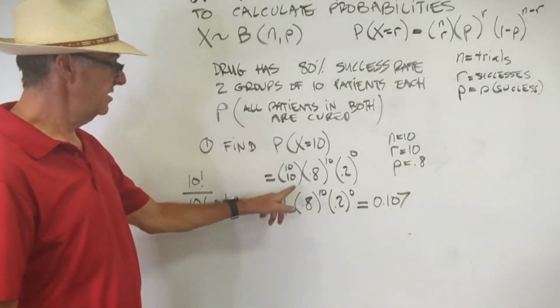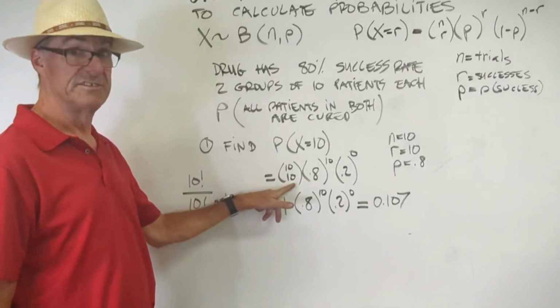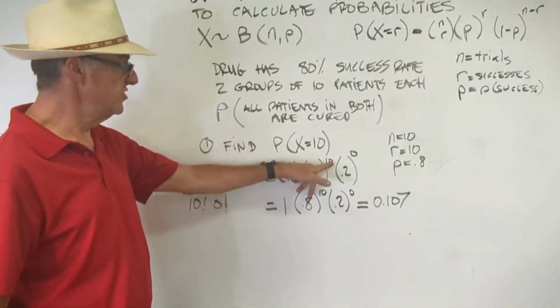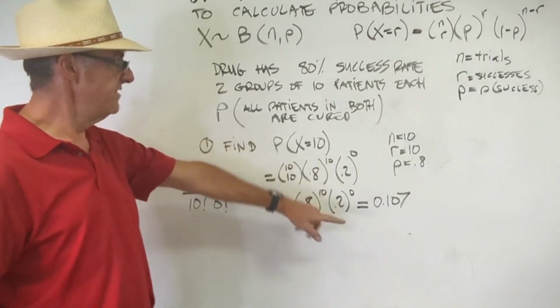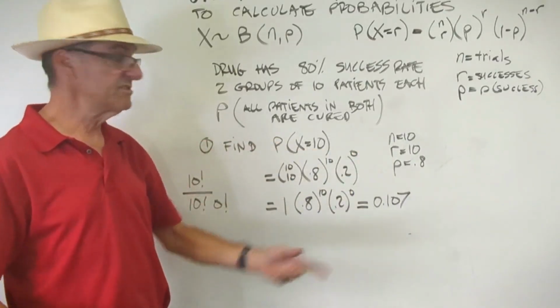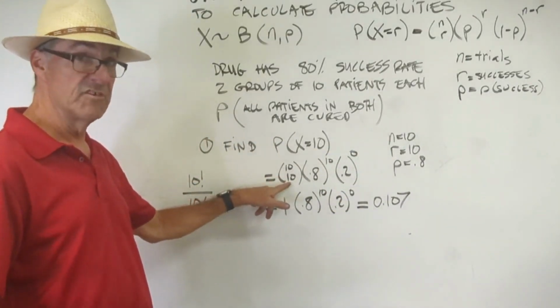Here's my plug-in step. Combinatorics, 10 over 10. We have 10 trials and we want 10 successes. Our probability of success is 0.8. We're going to raise it to the r. And then finally the probability of failure is 0.2, and this is the n minus r. 10 minus 10 is 0. Okay, so 10 over 10.